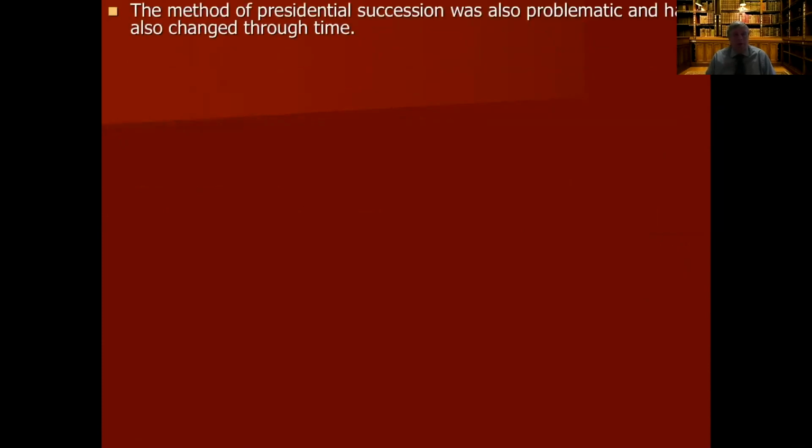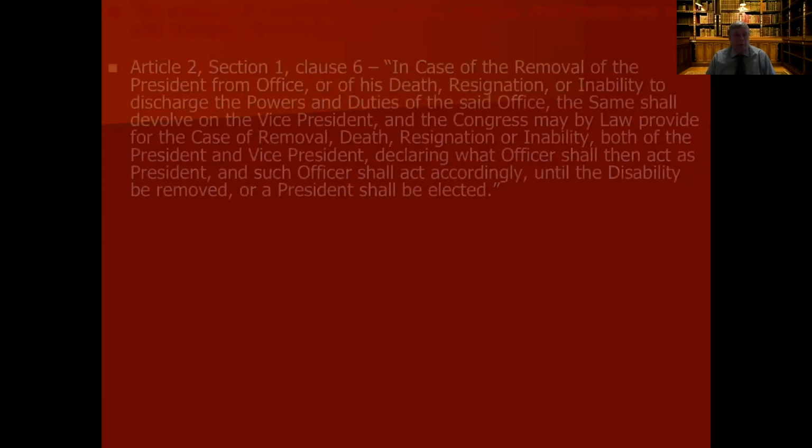The method of presidential succession was also problematic and also changed through time. So again, the founders presumably blundered in their method of presidential succession. That is, when a president left office before the end of their term.